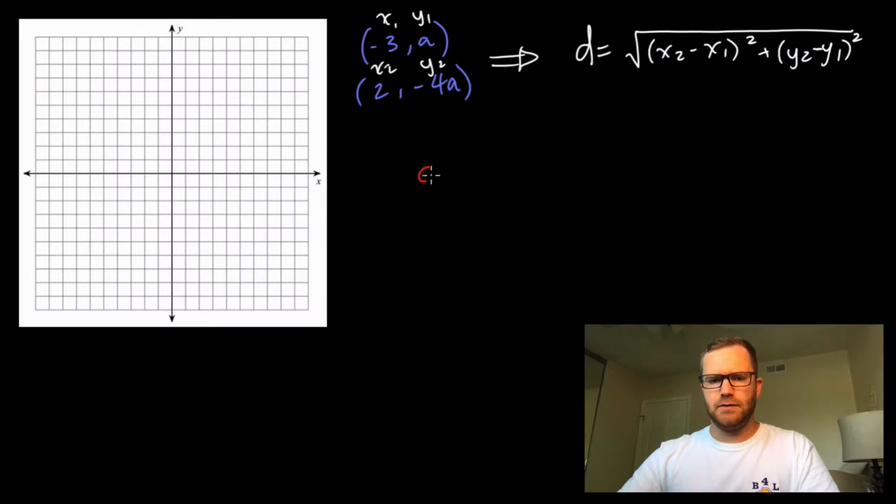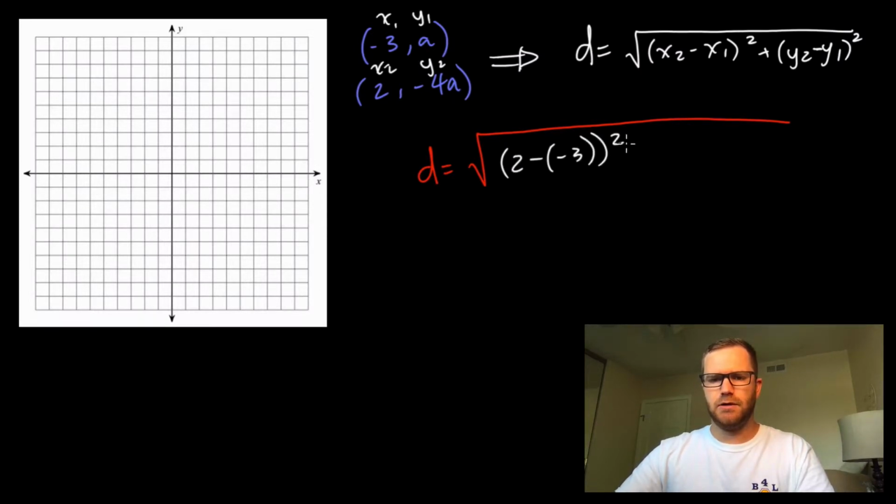So we have d equals the square root of, so we take the difference of our x coordinates, so it's 2 minus a negative 3, that quantity is being squared, plus the difference in our y coordinates, y sub 2 minus y sub 1, so negative 4a minus a, that quantity squared.